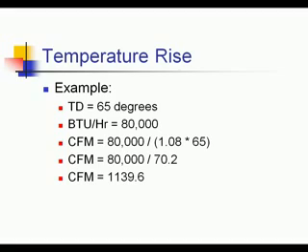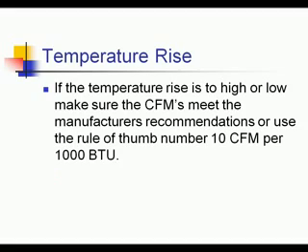The CFM of the furnace can be found using the temperature rise and the combustion efficiency. You take your CFM equals BTU divided by 1.08 times temperature rise. An example of this, if my temperature rise is 65 degrees, my BTUs per hour is 80,000. My CFM equals 80,000 divided by 1.08 times 65, which is 1139.6 CFM. If the temperature rise is too high or too low, make sure the CFMs meet the manufacturer's recommendations or use a rule of thumb, 10 CFM per 1000 BTU.